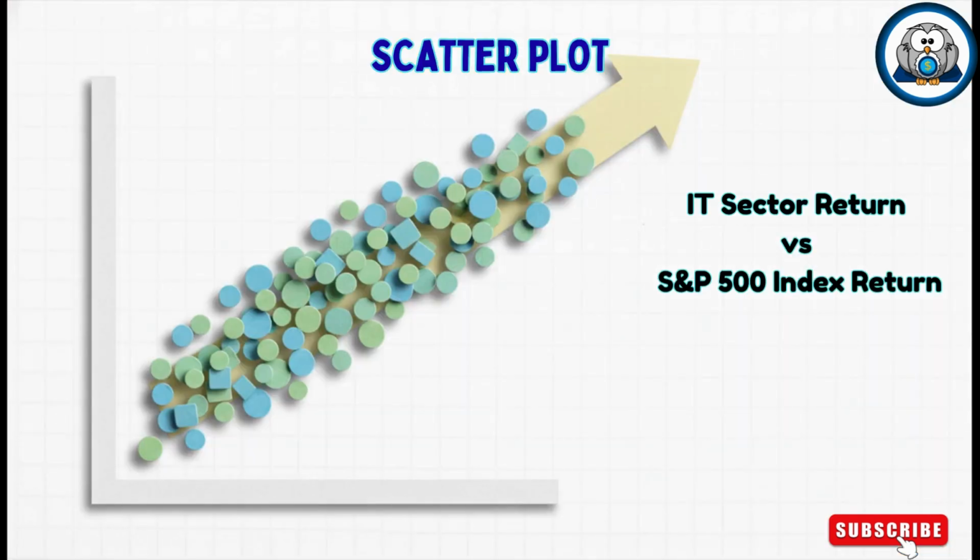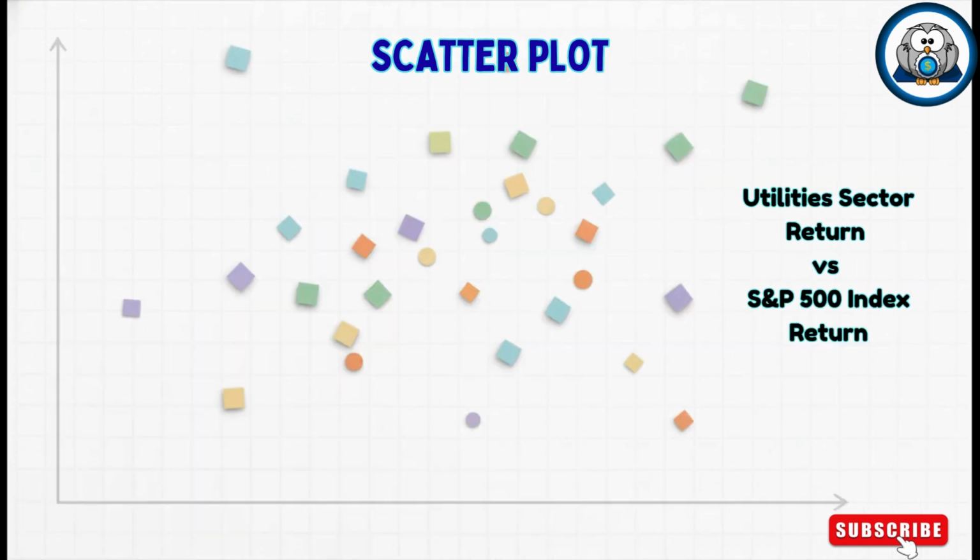Okay, so check this out. When we plot the returns of tech stocks against the broader S&P 500, a really clear pattern emerges. See how the dots form this tight group, all moving up and to the right? It basically means that when the S&P 500 does well, tech stocks tend to do well too. They're kind of moving in sync. But now, look what happens when we swap out tech for utility stocks.